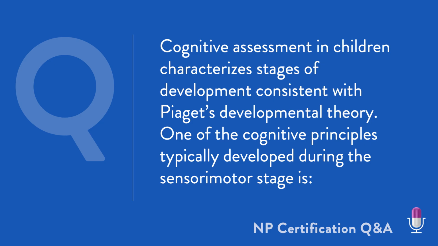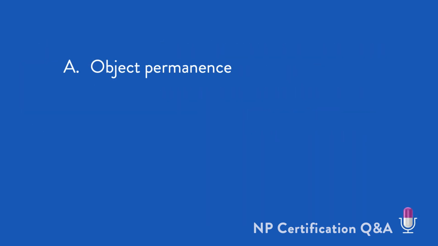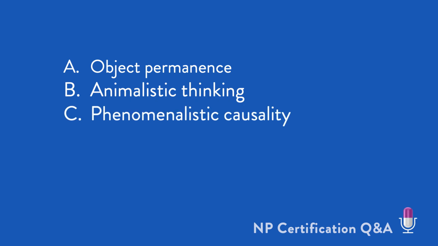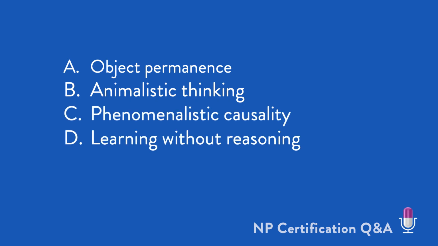Cognitive assessment in children characterizes stages of development consistent with Piaget's developmental theory. One of the cognitive principles typically developed during the sensorimotor stage is A. Object permanence, B. Animalistic thinking, C. Phenomenalistic causality, or D. Learning without reasoning.